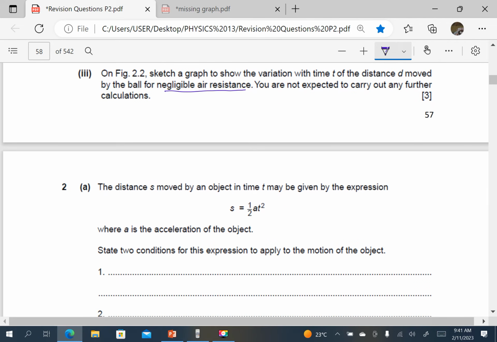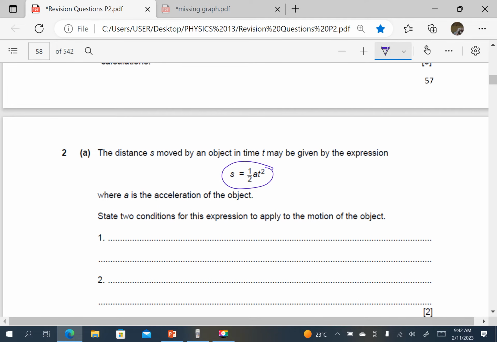The distance s moved by an object in a time t may be given by the expression s is equal to a half at squared, where a is the acceleration of the object. State two conditions for this expression to apply. Your teacher must have told you that this is part of an equation of motion, which is actually s is equal to ut plus a half at squared, meaning that the initial velocity was 0. That is how we came up with this expression here. And this expression only applies for uniformly accelerated motion.